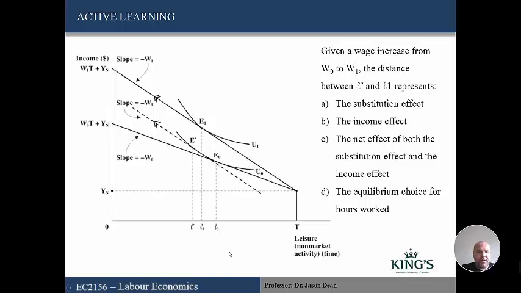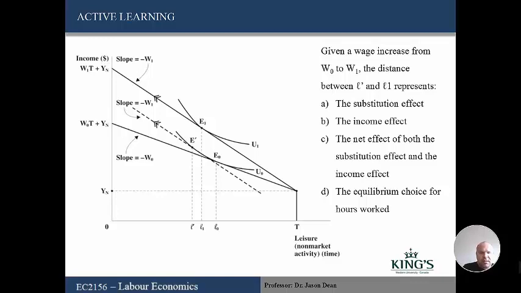So here we have our model. We have illustrated here an increase in the wage from W0 to W1. And the question is saying, given a wage increase from W0 to W1, the distance L prime to L1 represents what? A substitution effect, an income effect, the net effect of both the substitution and the income effect, or the equilibrium choice for hours worked.